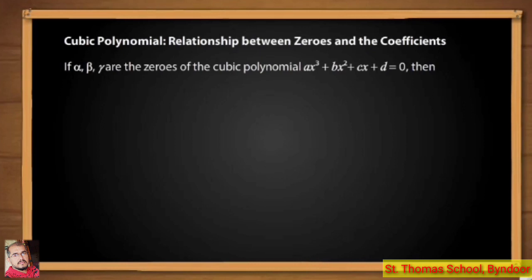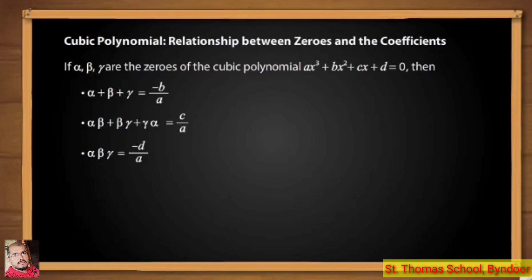If alpha, beta, gamma are the zeros of the cubic polynomial ax cube plus bx square plus cx plus d equals 0, then alpha plus beta plus gamma equals minus b divided by a. Alpha multiplied by beta plus beta multiplied by gamma plus gamma multiplied by alpha equals c divided by a. Alpha multiplied by beta multiplied by gamma equals minus d divided by a.